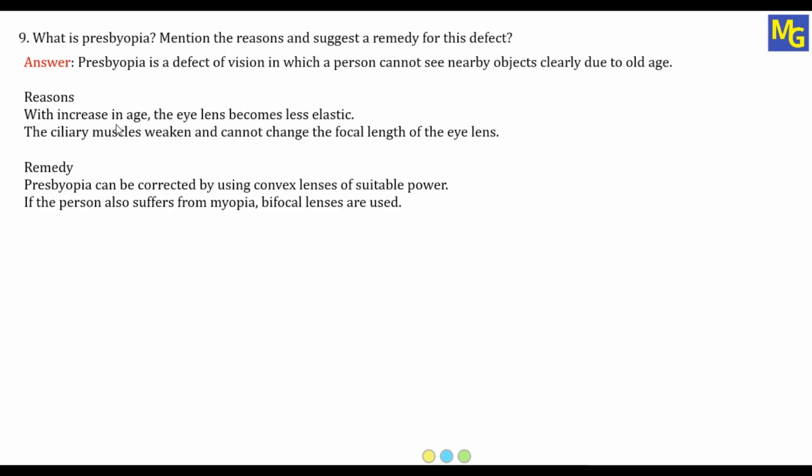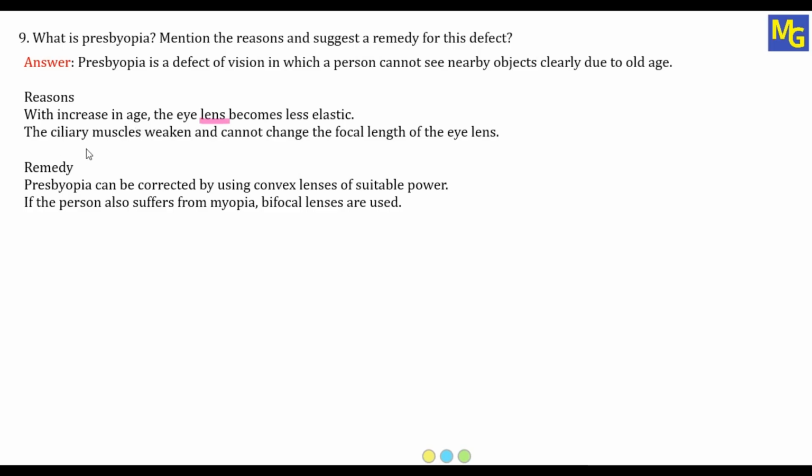But due to the increase in the age, the property of elasticity, or the property of increasing or decreasing the size of the lens, will become less. It will not immediately change its size. Elasticity will be decreased. So it will not change the size of the lens so that we can see the objects which are present at nearby or far distance.